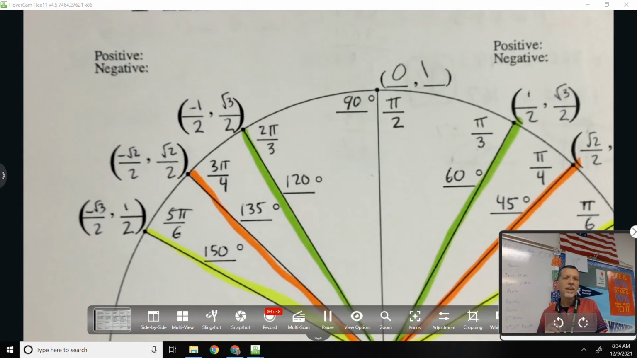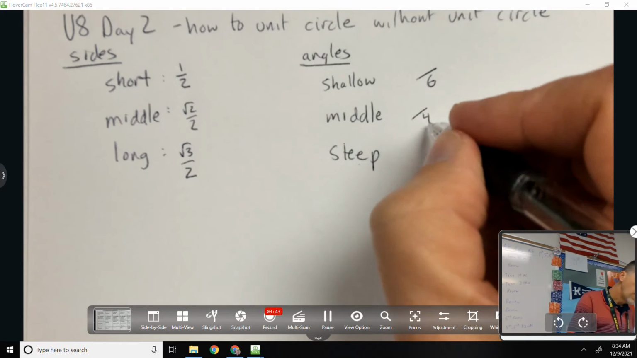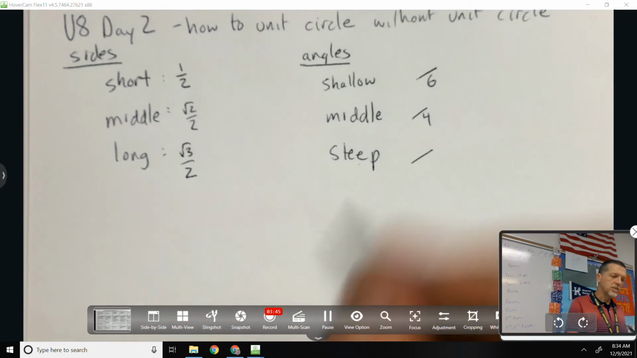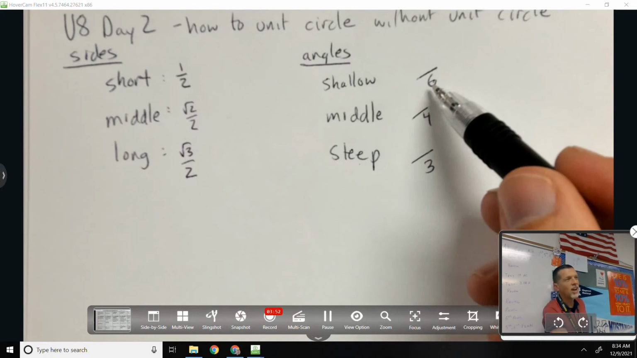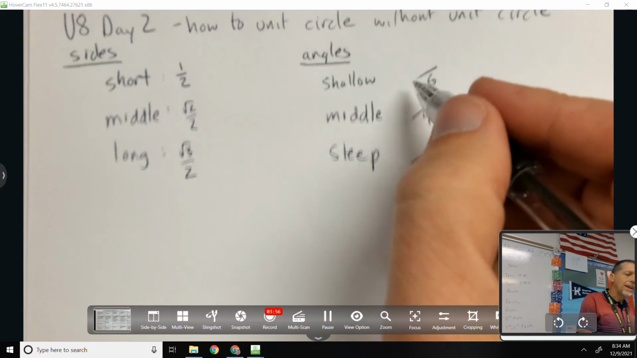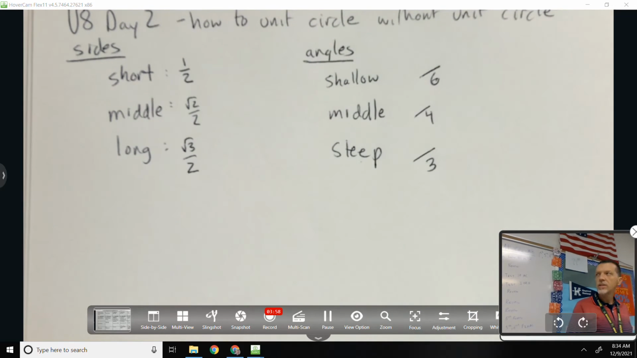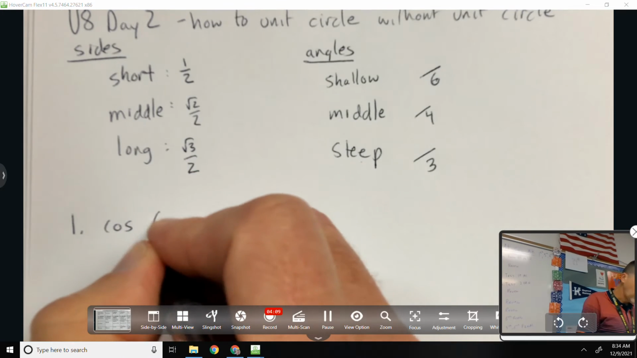How about the middle angles? What are all of those over? 4. And all the steep angles are over 3. So that can help you locate your angle. If it's over 6, I know it's shallow, regardless of whatever else is going on. If I don't know the quadrant, or I can't. If it's over 6, it's a shallow angle. If it's over 4, it's in the middle. If it's over 3, it's a steep angle. Now, thinking about those and knowing those is how I will answer questions from the unit circle.